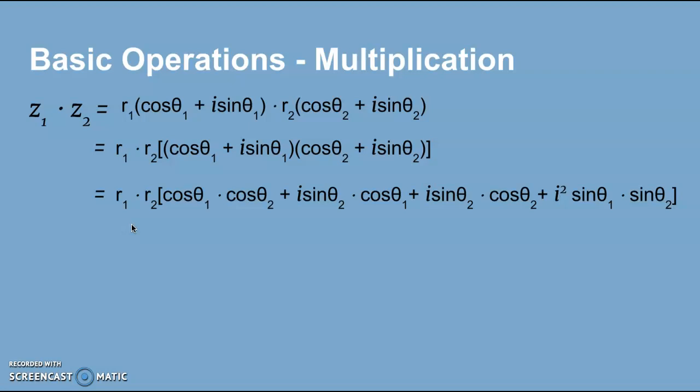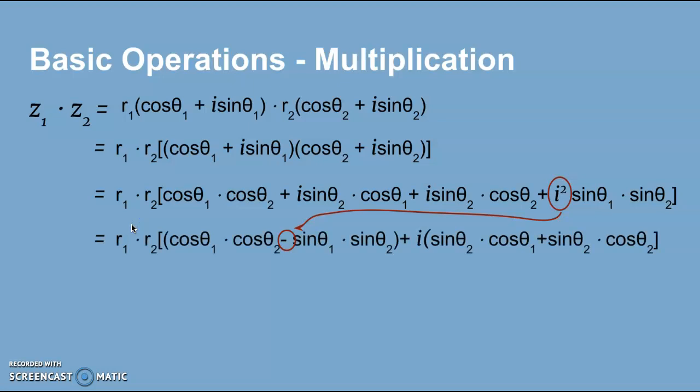You can take a moment and just see that you believe me. I multiplied cosine of theta 1 times cosine of theta 2. I multiplied cosine of theta 1 times i sine theta 2, and then I went to i sine theta 1, multiplied it by each of the two things in the second binomial. Now, notice I have i squared there, and i squared equals negative 1. So I'm going to end up with minus sine theta 1 times sine theta 2.